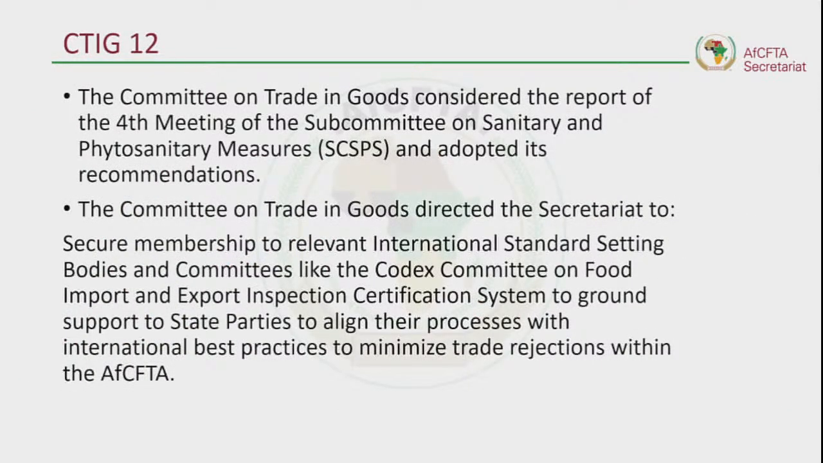It's also important to now inform you that the Committee on Trade in Goods that met in its 12th sitting considered the report of the subcommittee and adopted its recommendation. And we were also directed to ensure that we secure membership to relevant international standard setting bodies so that we are on top of the game when guiding state parties.